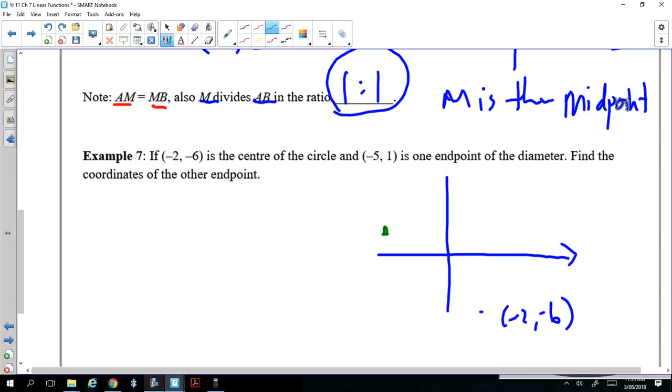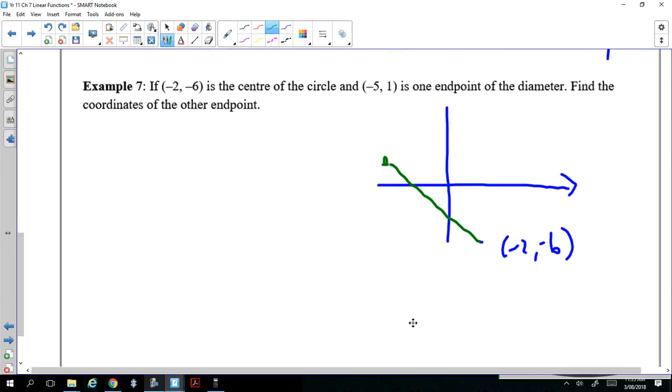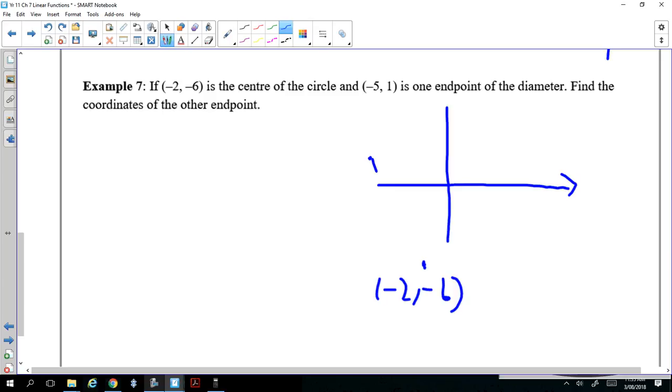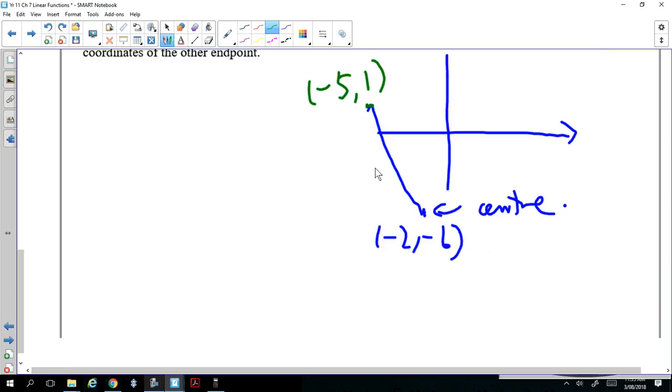Okay, let's do that again. So negative 2, negative 6 is here. Negative 5, 1 will be here. So basically, that's the center, and that's the one endpoint of the diameter, right? That's the one endpoint. The question is, if that's the diameter, what's the other endpoint of this? Okay, that's the aim.